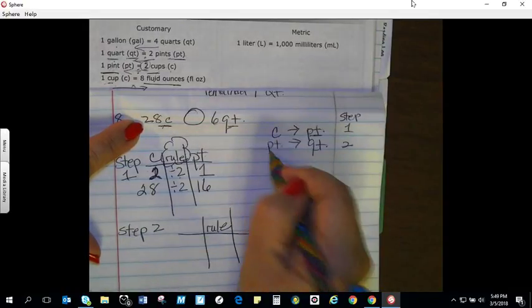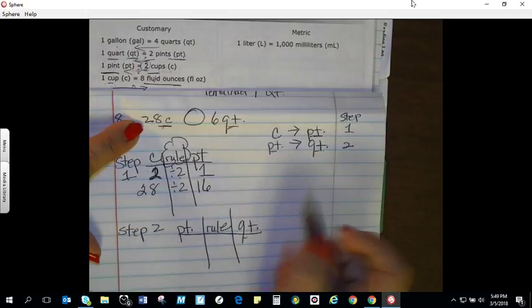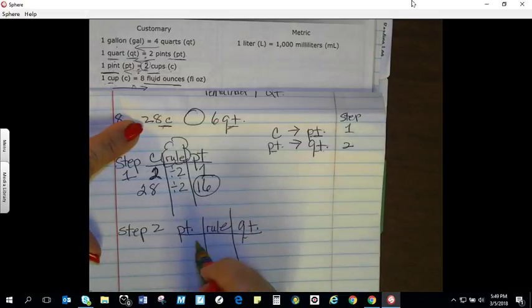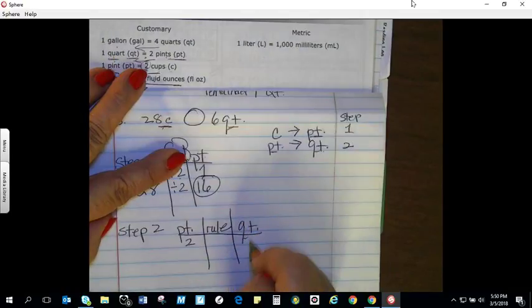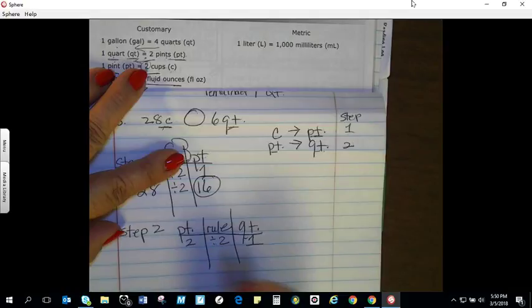I'm going from pint to now quart. So I have my pint to quart. So here, my pints, for every 2 pints, it's equal to 1 quart. I divide it by 2 because 2 divided by 2 equals 1.